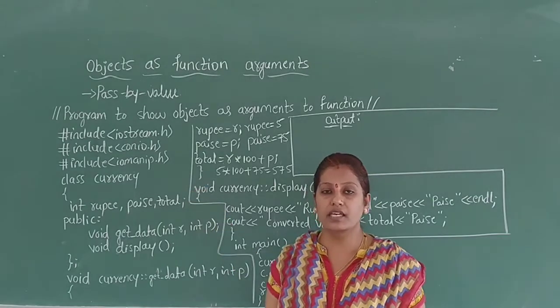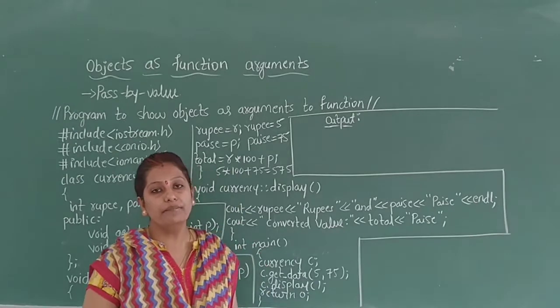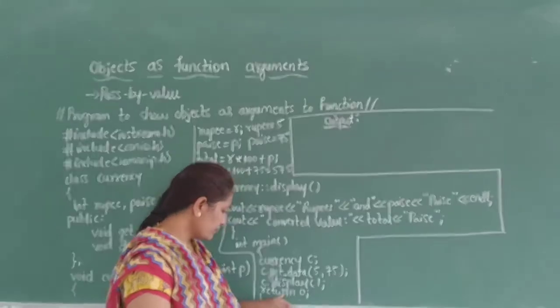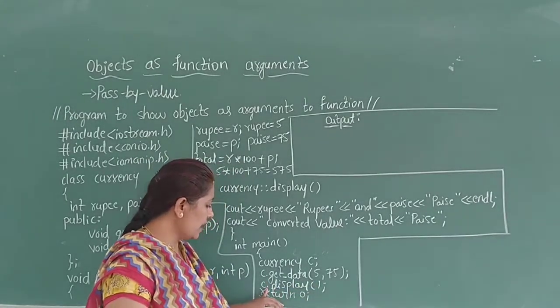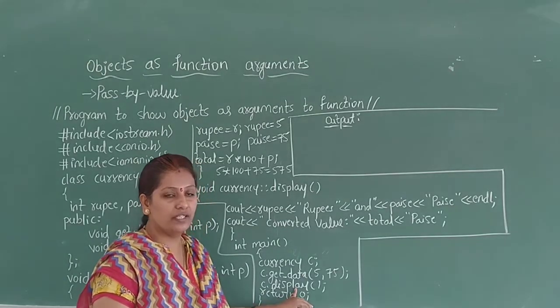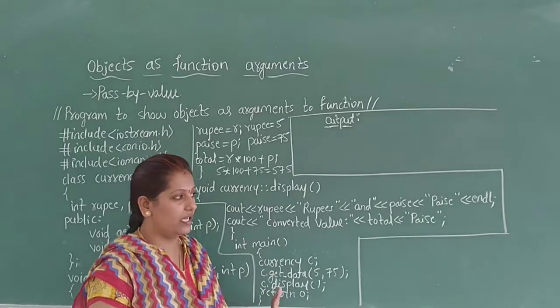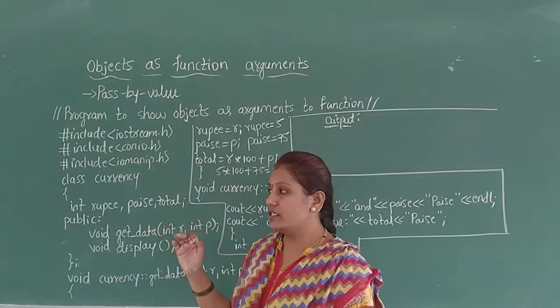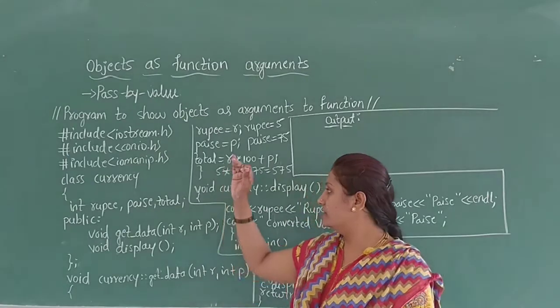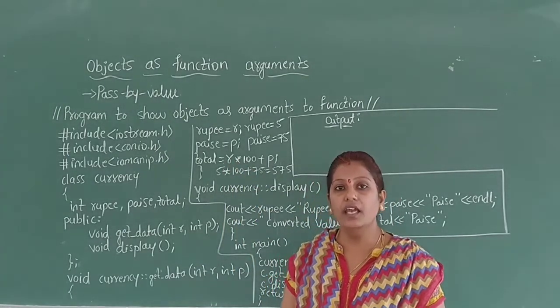Again the control goes back to the main function and executes the next statement. The next statement is c dot display. Then the other member function, that is the display function, is called using the object c. Then the control directly connects to the display member function where it is defined in the program.